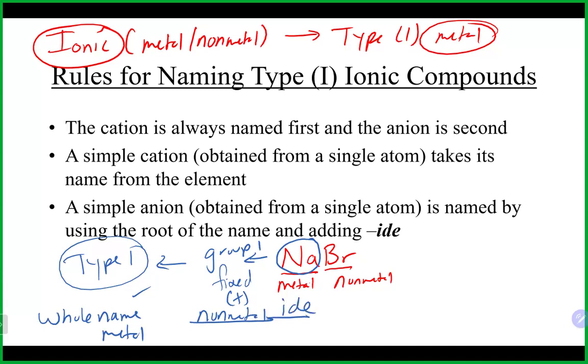So when I look at NaBr, I go ionic, check. Sodium group 1, fixed positive charge, check. Type 1, I'm ready to name. So the whole name of Na is sodium. Br is bromine, but it's a negative guy here, so it becomes bromide, -ide. Sodium bromide in this case.